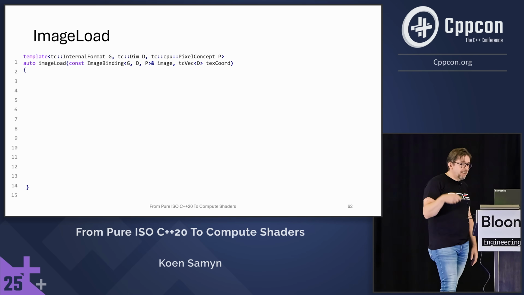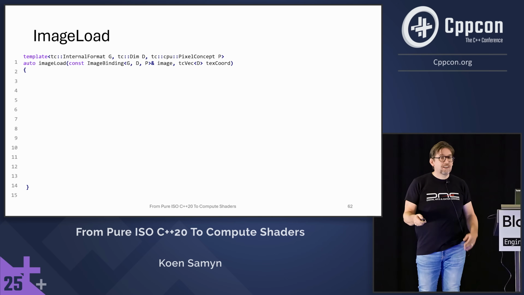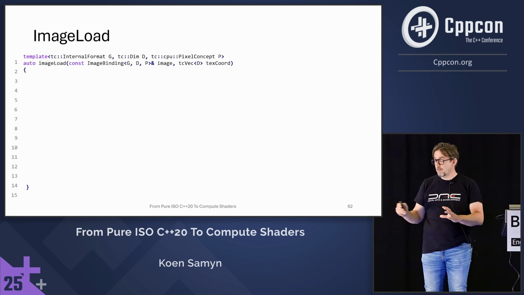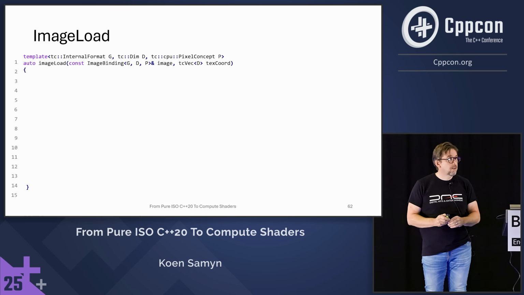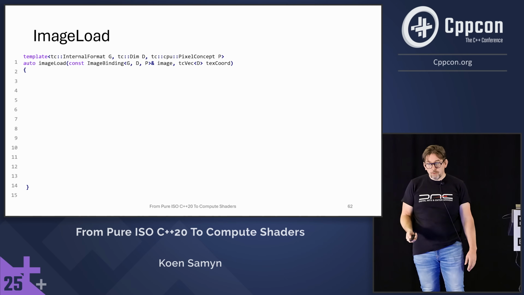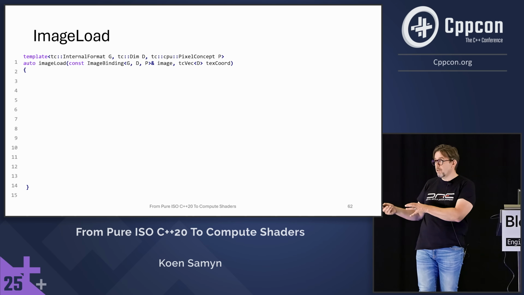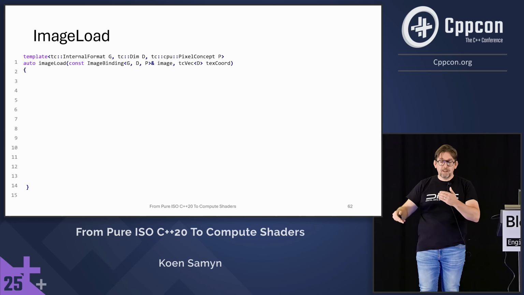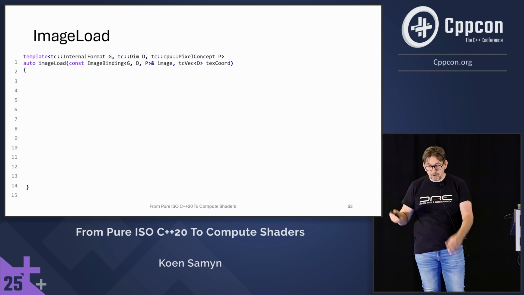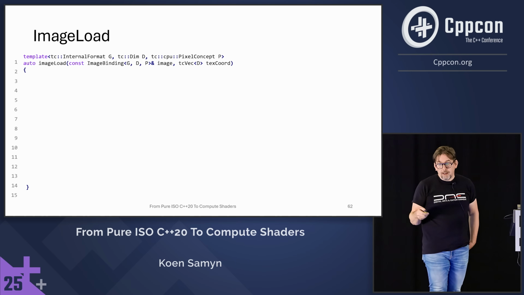Then finally, I got there. There's the image load, which is purely templated. So all possible combinations, all conversions are just one function. I have the internal format, the dimension, the pixel concept for the external format. I'm still thinking maybe it should be first the external format and then the internal format, okay? But anyway, I have a templated function.